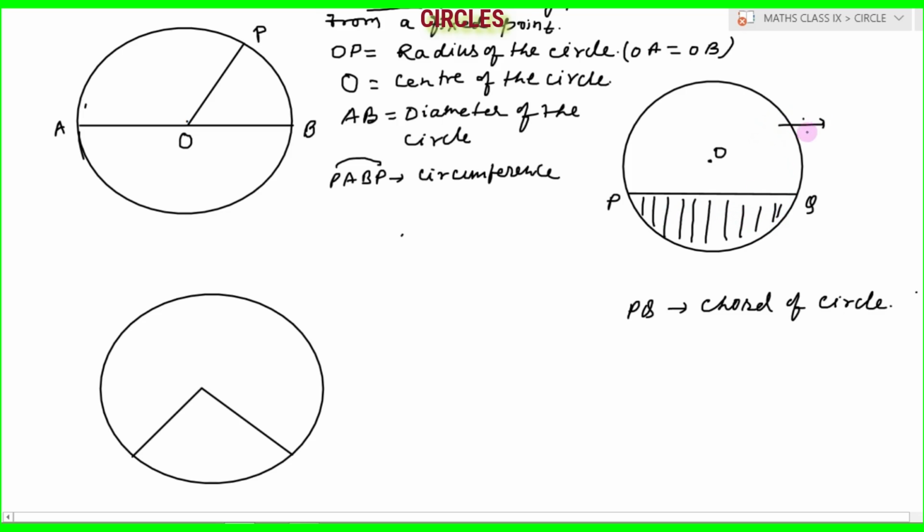So we say the chord divides the circle into two parts and each part is named a segment. This is a segment and this is also a segment. The smaller part we name the minor segment. Minor means smaller, and the larger one is termed the major segment. So the chord divides the circle into two parts, each part is called a segment. The larger part is your major segment and the smaller part is your minor segment. So this is the second concept.